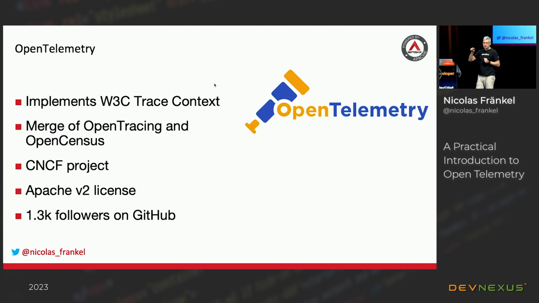It's an implementation of the Trace Context specification, which is very cool. As I mentioned, you can forget about OpenTracing because OpenCensus and OpenTracing merged together to create OpenTelemetry, and I mean, it's rare enough that two projects merge in a friendly way, to be noted. It's a CNCF project. It's Apache v2 license, and it has already a lot of followers on GitHub. And to be honest, I see a lot of traction toward it, so that nowadays it can be considered a de facto standard.